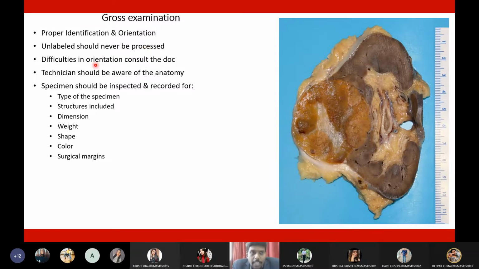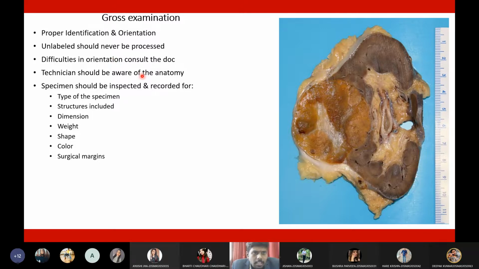Then if you find any difficulty in identifying the orientation of the organ, if you are unable to identify whether it is a right kidney or left kidney, a right testis or left testis, or if you are unable to guess what the specimen is, then don't hesitate to call the doctor. Better to immediately consult the referring physician or surgeon and ask about the orientation. "Sir, have you sent me a left kidney or right kidney?" If they say left kidney, fine, then you can proceed. So if you are struggling with identification or orientation of the specimen, immediately consult the doctor or surgeon.